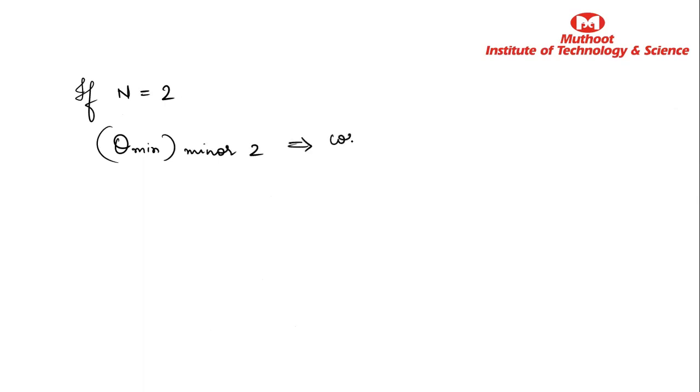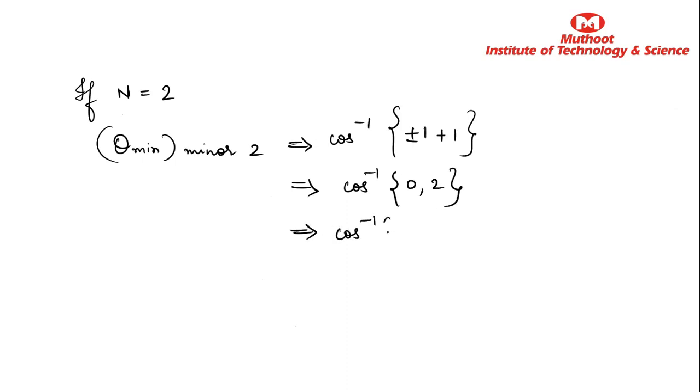You will get cos inverse of plus 1 plus or minus 1 plus 1. So again, this is going to be cos inverse of, you will get 0, 2. 2 obviously I'm not going to consider. So I will take cos inverse of 0, and this gives me a direction of plus minus 90 degree. So what we are essentially doing is we want to draw the radiation pattern. So we are trying to get different points when n is 1, n is 2, n is 3.